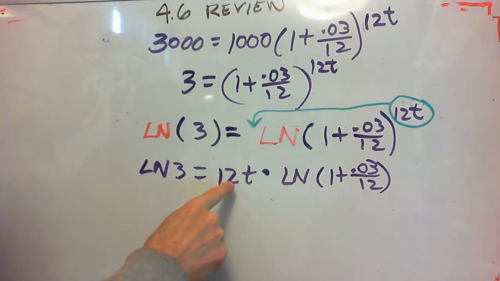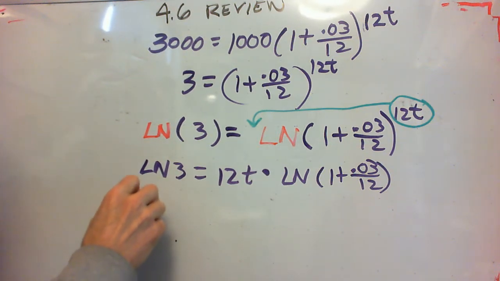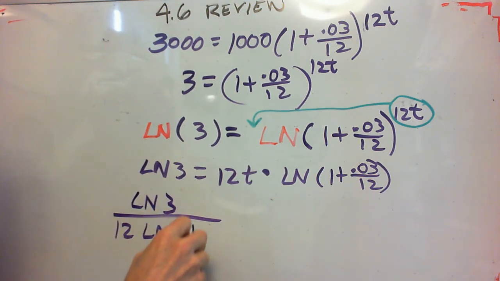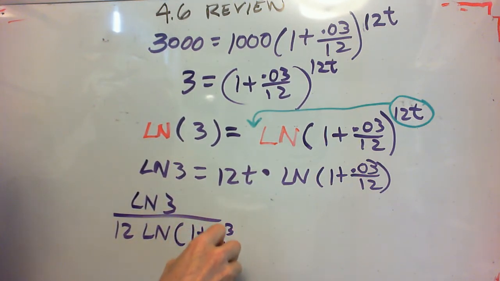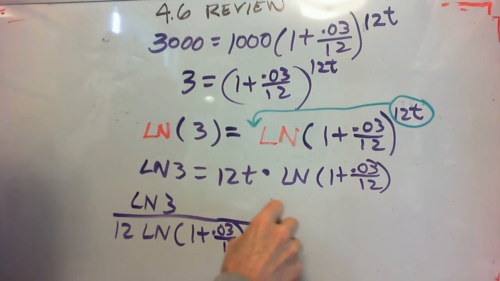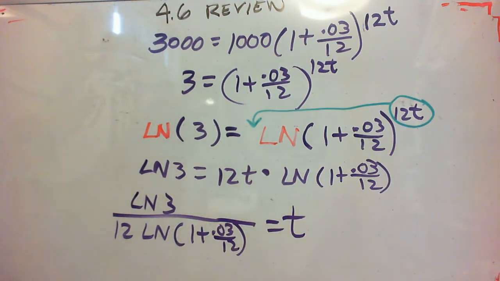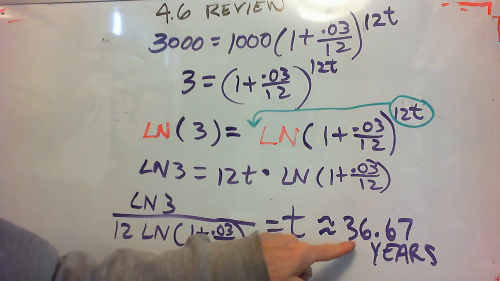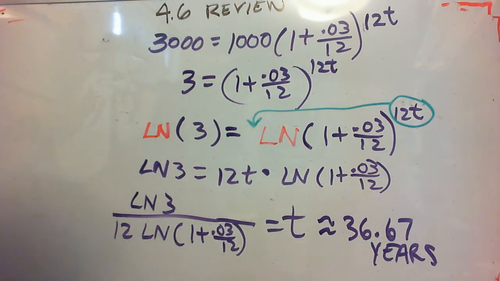Now we divide both sides by 12 times ln of that quantity, and we get ln of 3 over 12 times ln of that quantity, 1 plus 0.03 over 12 equals t. And now we can use our calculator to evaluate that. And when we do that, we get t equals 36.67 years rounded off, which is approximately 36 2/3 of a year.